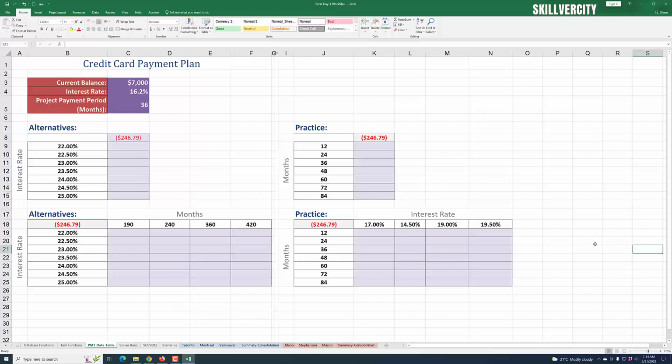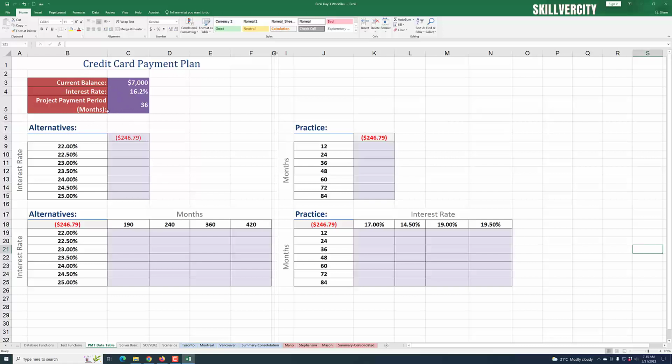In this lesson, we are going to be looking at the use of the data table in a continuation of the what if analysis. In the previous video, we did use the scenario manager, which is also part of the what if analysis. So in this video, we're looking at the data table. They're sort of similar. They are asking what if. For this video, we are asking, what if our interest rate changes? How will that affect our credit card payment plan?